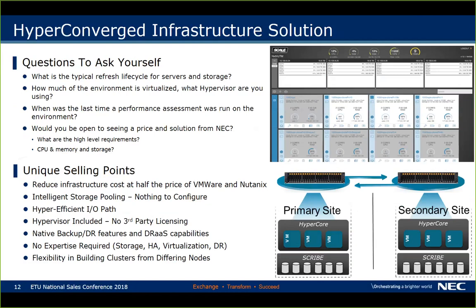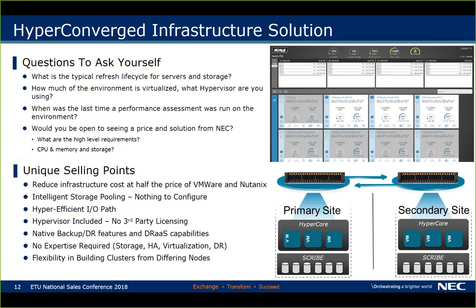Performance assessments. A lot of times people aren't seeing the performance they want to see out of their VMware and in turn their applications. So are we able to make that more efficient with a different hypervisor, or Scale? And then, would you be open to seeing the price of the solution from NEC? A lot of times, people are on the fence about looking towards hyperconverged, and then they see the price and they go, okay, wait a second, let's take a look at this.